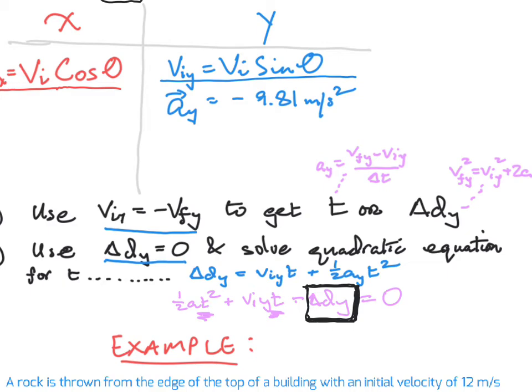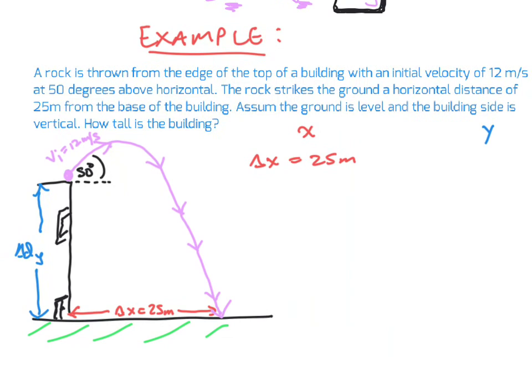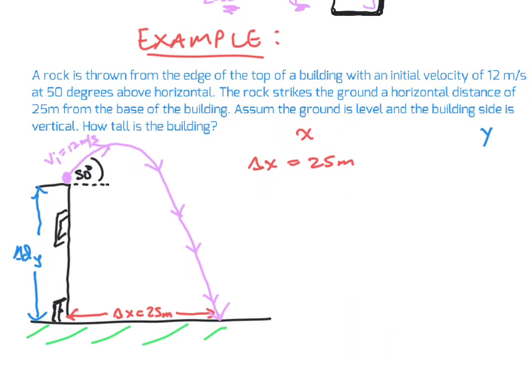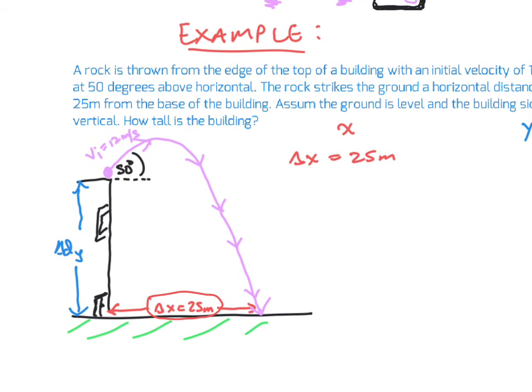Okay, so let's look at a very quick example. A rock is thrown from the edge of the top of a building with an initial velocity of 12 meters per second at 50 degrees. The rock strikes the ground 25 meters from the base of the building. So in other words, we know what our delta x is, and that's in the horizontal. Assume the ground is level and the building side is vertical. How tall is the building? Okay. So what we're essentially looking for is how much this projectile is falling, the delta dy.